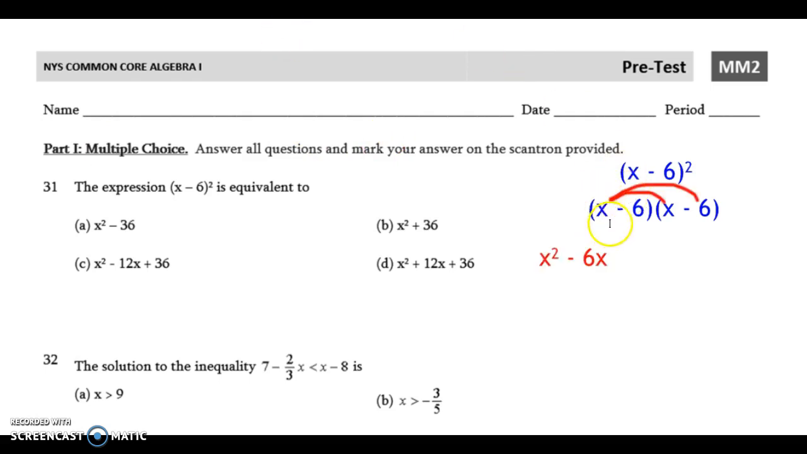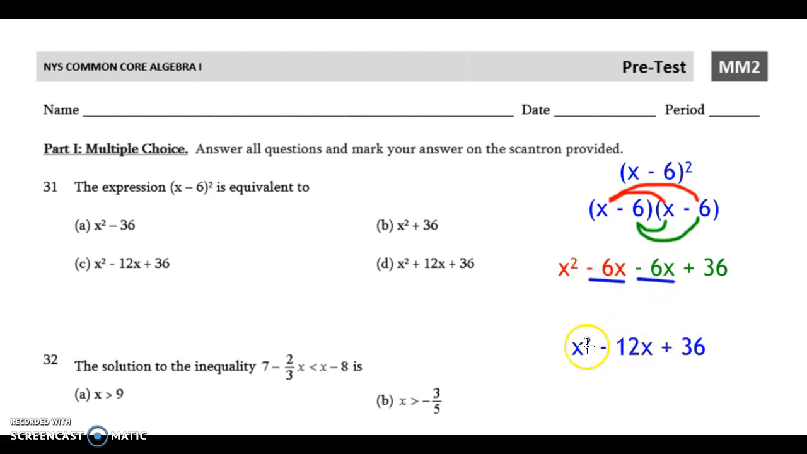Now I'm going to use that double distributive property that I talked about before. I'm multiplying this first x, the first term, times every term in the second parentheses. X times x is x squared, and x times negative 6 gives us negative 6x. Next, I'm distributing the negative 6 term to every term in the second parentheses. Negative 6 times x is negative 6x. Negative 6 times negative 6 gives us that positive 36. Now I'm going to take these two middle terms and combine them because they are like terms. So I combine my like terms to get negative 12x. I know my final answer is x squared minus 12x plus 36.